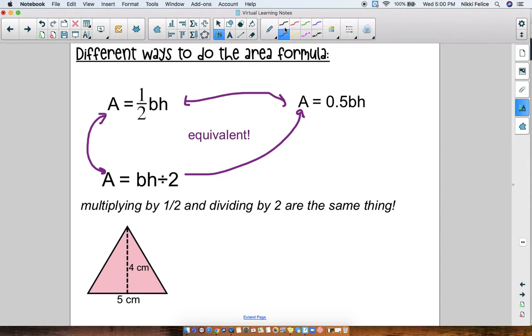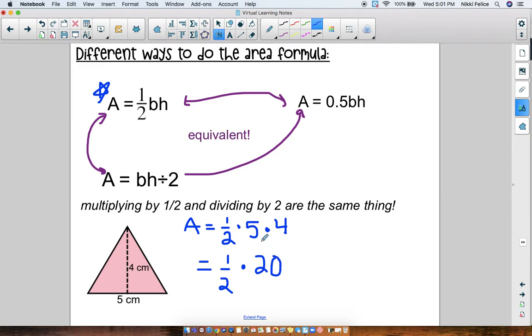So first, I'm going to do this problem using this method. So area equals 1/2 times base times height. So I would do 1/2 times, and the base here is 5, so 1/2 times 5 times the height is 4. Okay. But that equals, well, I'm going to keep the 1/2. I'm not going to multiply that yet. First, I'm going to start by multiplying 5 times 4, because I know that's 20.